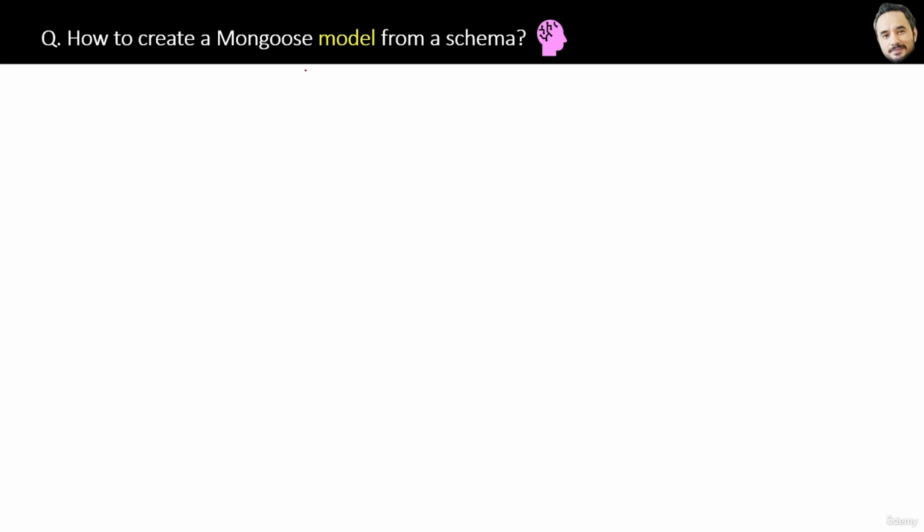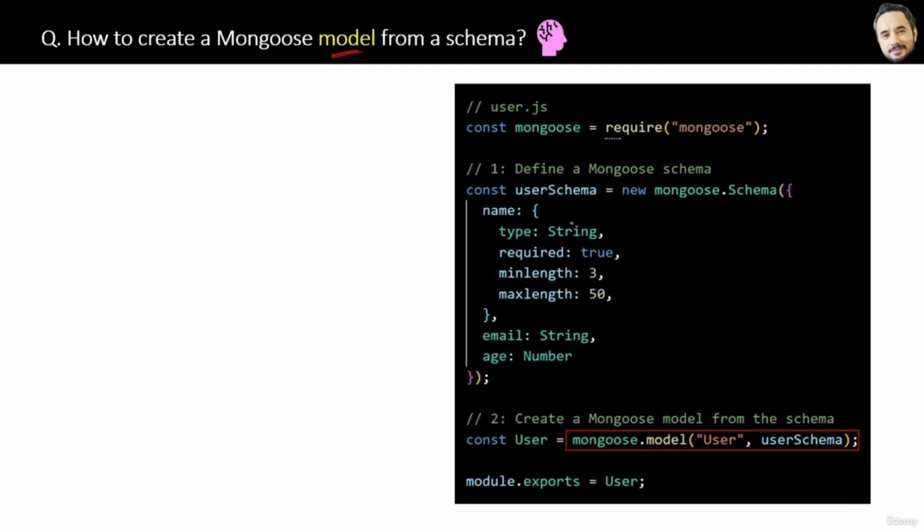How to create a Mongoose model from a schema? You already know the answer, I'm just covering it separately so that you do not miss the small things while revising. A model can be created by using the mongoose.model function after creating the schema, just like this. And the same thing is written here also.